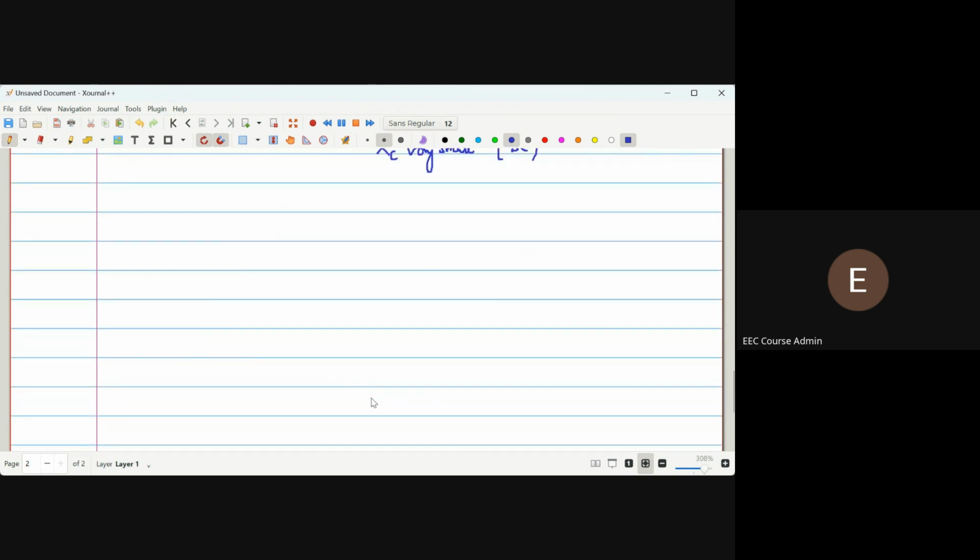Then what else have we seen? Considering this, in general we can write Z as the real part, which is the resistive part R, then depending upon the circuit, we have j into (XL minus XC) or (XC minus XL). That depends on whichever is greater. So this will be the general representation.